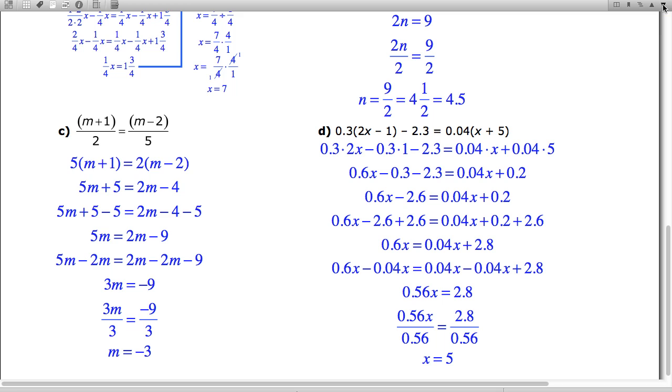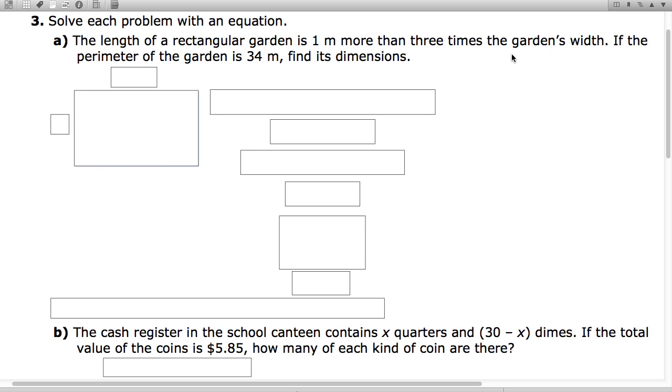Now let's move on to the next page. And we've got some problem solving to do. So the first one, we have the length of a rectangular garden is 1 meter more than 3 times the garden's width. If the perimeter of the garden is 34 meters, find its dimensions.